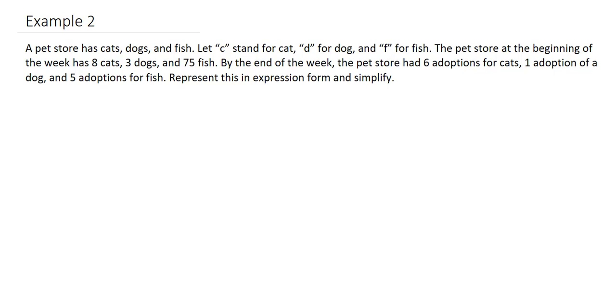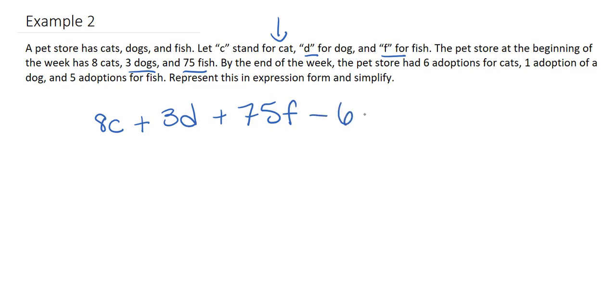So what we're saying is we want to write what the pet store has. So if C stands for cat, then we have 8 cats. Then let's go ahead and add. We have 3 dogs. Well, D is for dog, so let's go plus 3D. Then we have 75 fish. So let's go plus 75 and then F, which would stand for fish. Then by the end of the week, we've had 6 adoptions for cats. So that means we're going to subtract 6C because 6 cats are gone. So we still have 8 and then we subtract 6. Then we have 1 adoption for a dog. So let's go minus 1D. And then we've had 5 adoptions for fish. So minus 5F.